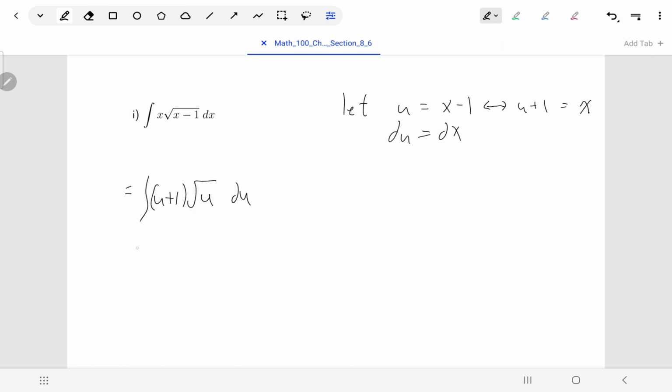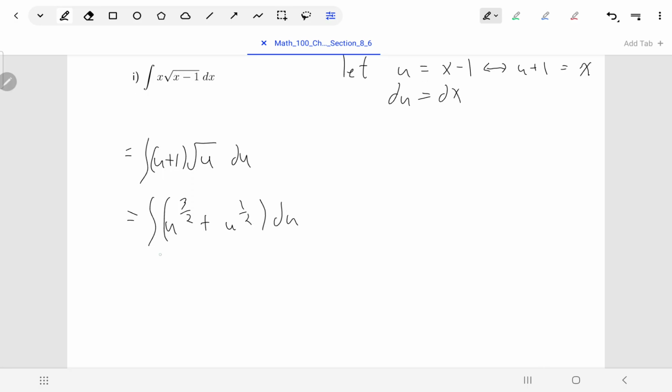And then that makes things a little bit nicer for me, because like I said, now that this is no longer root of x minus 1, but just root of a single variable, I could multiply that against the u and against the 1. I'd have u times u to the half, which is u to the 3 halves. I'd have 1 times root of u, which is u to the 1 half. And now I'm finding the integral of that with respect to u, and that's easy enough to do.